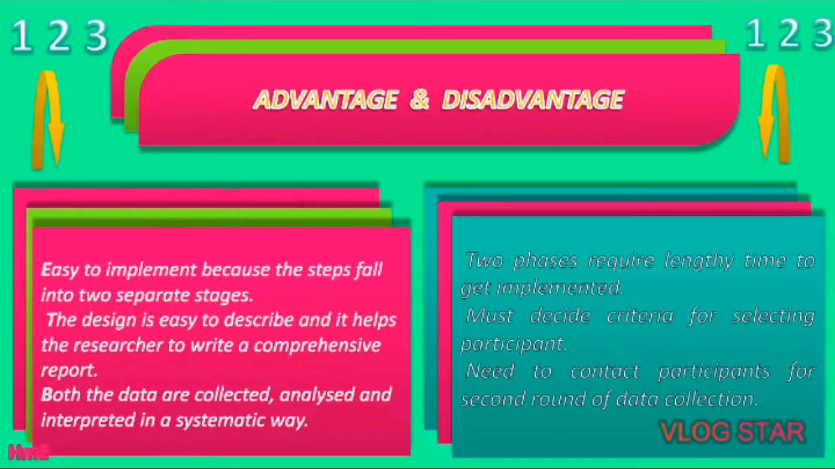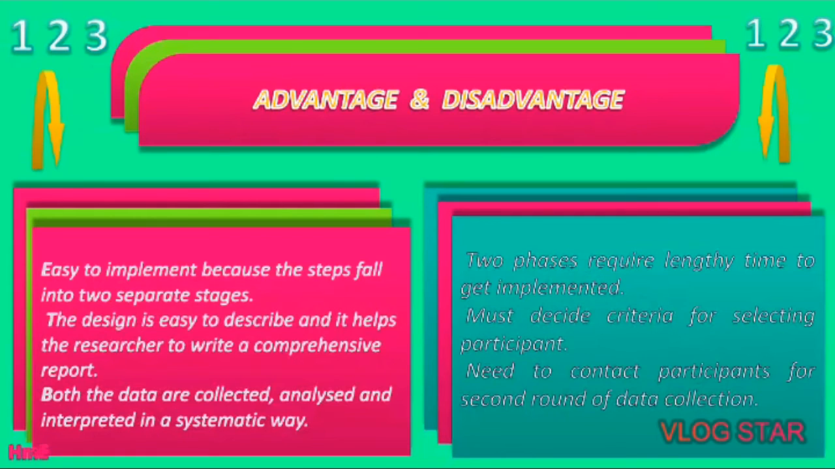In this type of design, it's very easy for the researcher because the phases are divided into two, the first phase and the second phase. In the first phase he has to use the quantitative method, and in the second phase the qualitative method. Next, the design is easy to describe, and it helps the researcher to write a comprehensive report because he is using the two methods, quantitative and qualitative. So all the data or variables will be in the quantitative aspect and the qualitative aspect. This will help him to write a comprehensive, intensive report.